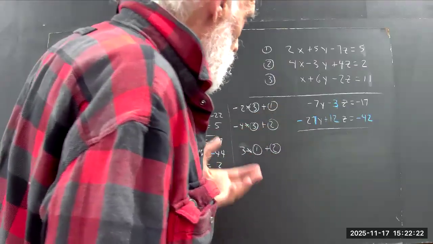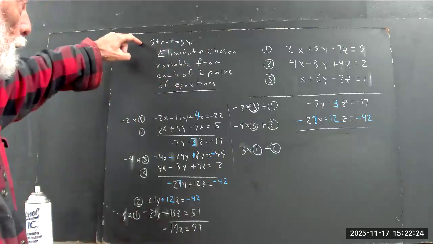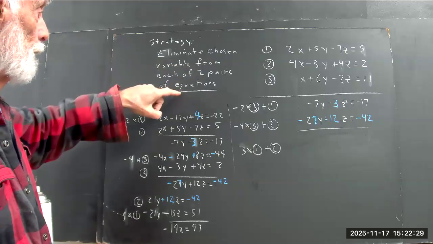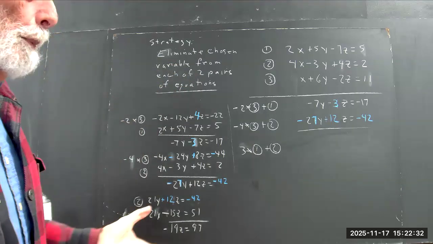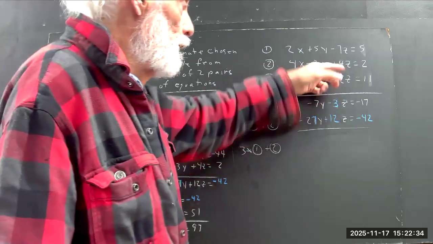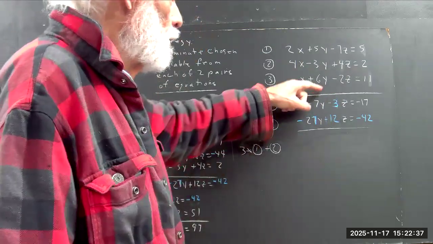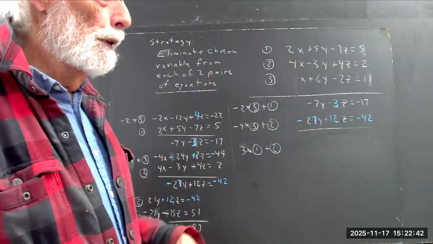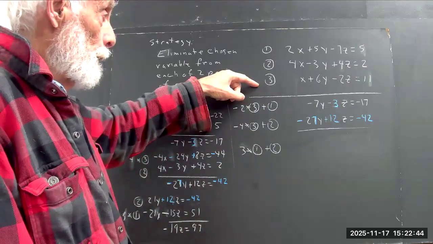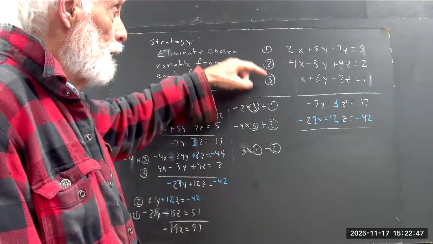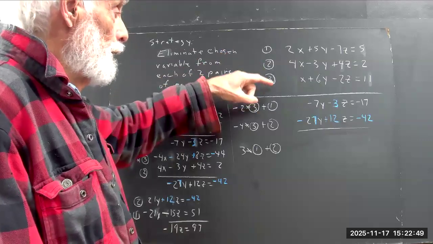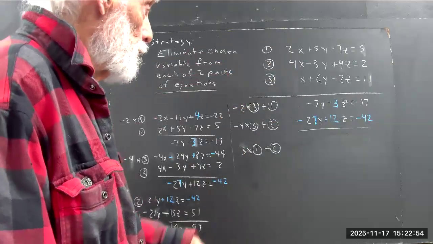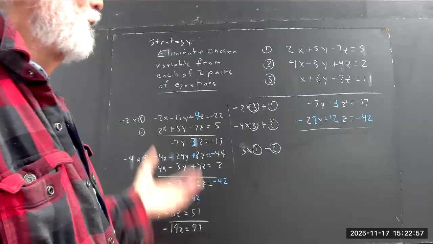Now, when we're solving this, first of all, look at the overview. Our strategy is to eliminate the chosen variable from each of two pairs of equations. What variable did we choose? Well, we looked at z, that wasn't going to work as well. We looked at y, that wasn't going to be easy to eliminate. We looked at x, we find that's easy to eliminate. We just used a multiple of the third equation to eliminate x between the third and the second, and then a different multiple of this equation to eliminate x between the third and the first. Here's what we have.